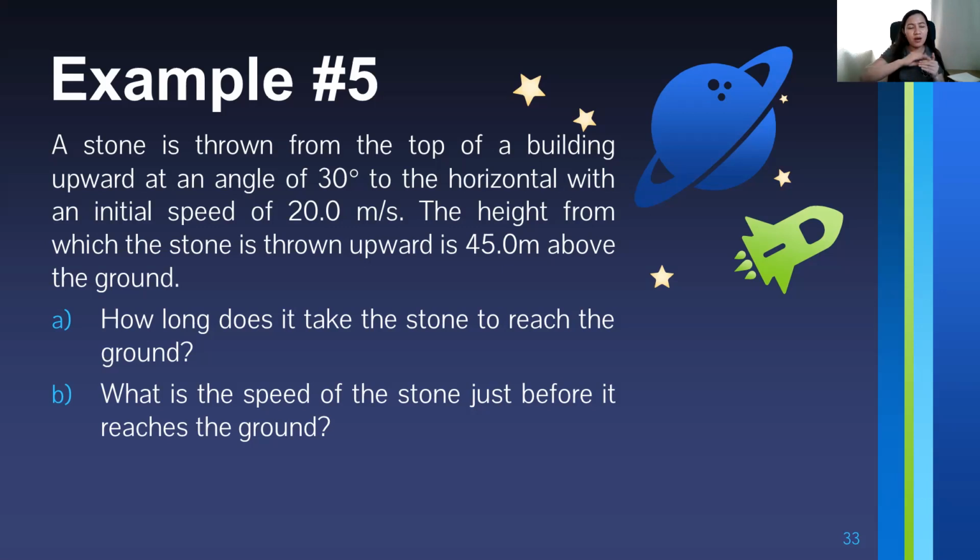So when you throw the stone upward, it doesn't go back to the top of the building, but instead it will go to the ground below the building. So letter A, the question is how long will it take the stone to reach the ground? And letter B, what is the speed of the stone just before it reaches the ground?